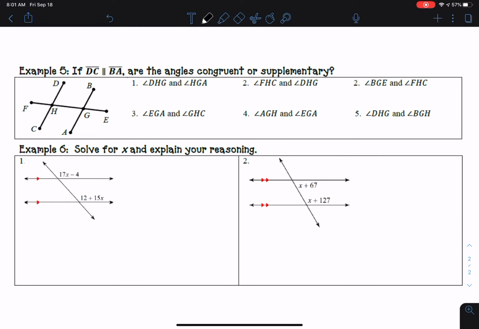So now we got to figure out, are they congruent or are they supplementary? I'm sorry, congruent just means the same. And supplementary means adds up to 180 degrees. So that's whenever you have a big angle and a small angle put together, supplementary. Congruent means they're both big or they're both small. So let's find out.